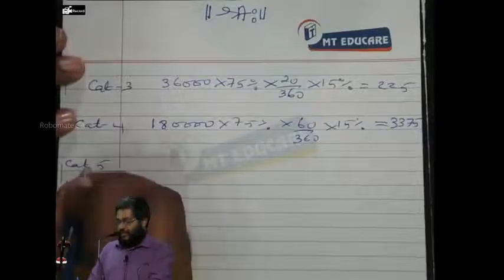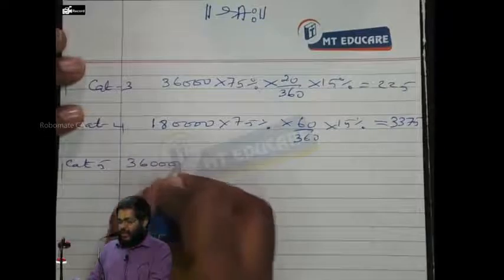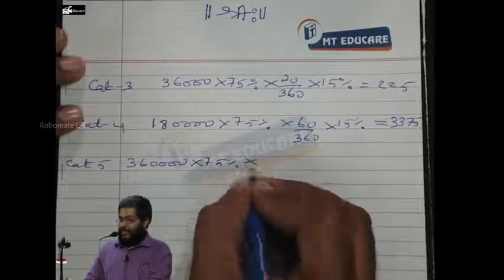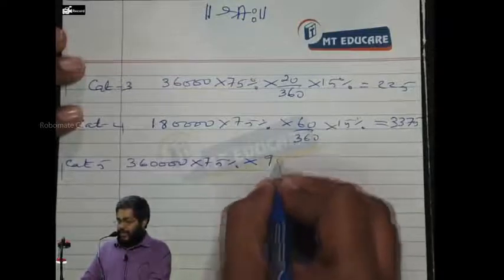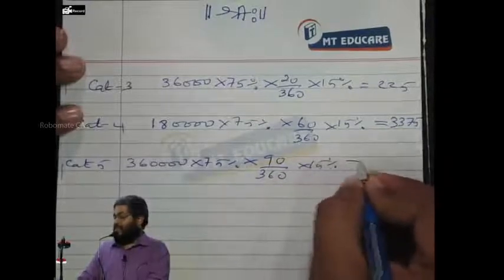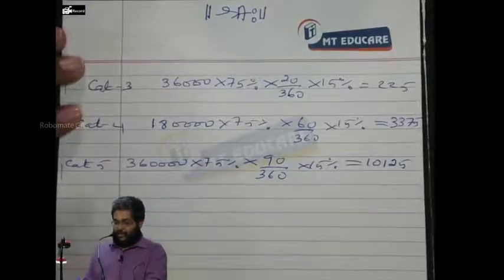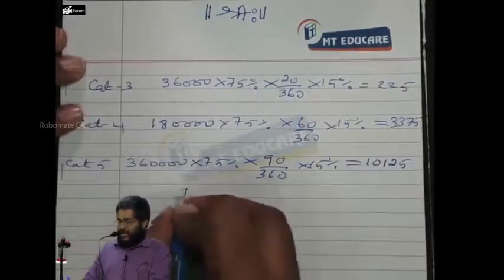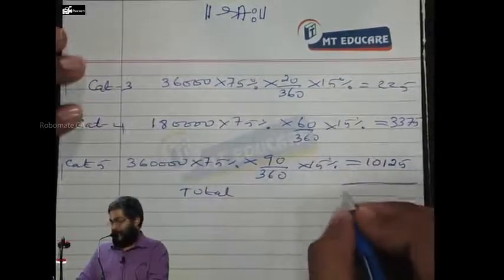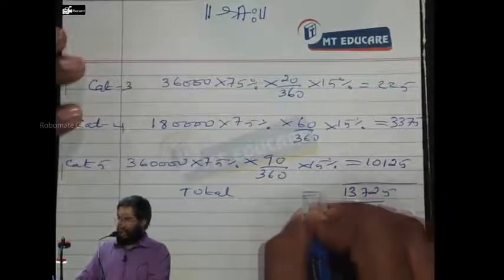Now, last is category 5. I think sales is 3,60,000. Am I right or not? Into the variable cost of sale 75%, into 90 by 360, into 15%. That is equal to 10,125. Please add and tell me the total. The total is 13,725.